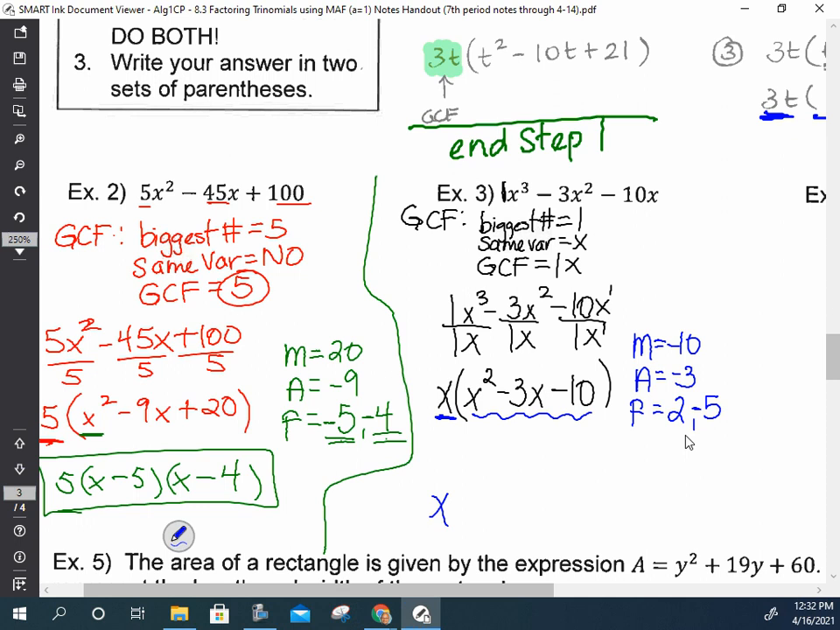Which one did we flip though? Negative 5 and positive 2? I don't think that matters. No, that part doesn't matter. As long as the numbers are right, the order doesn't matter. So 2 times negative 5 is negative 10. 2 plus negative 5 is negative 3.